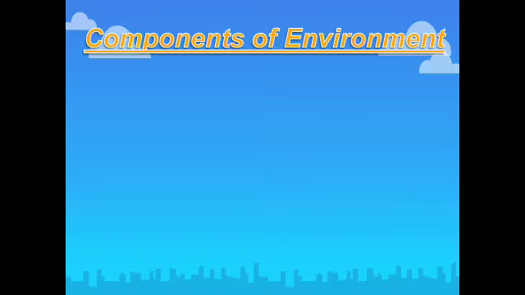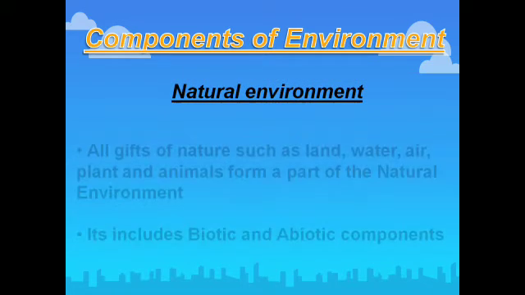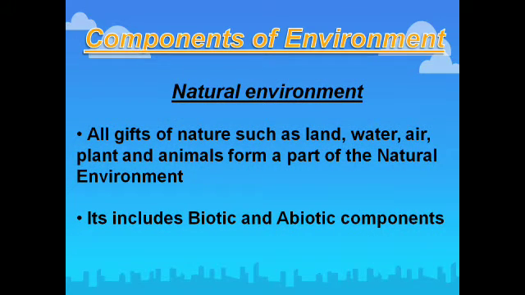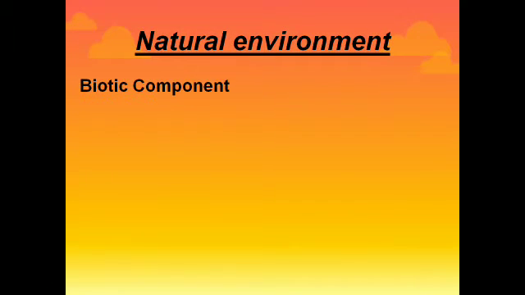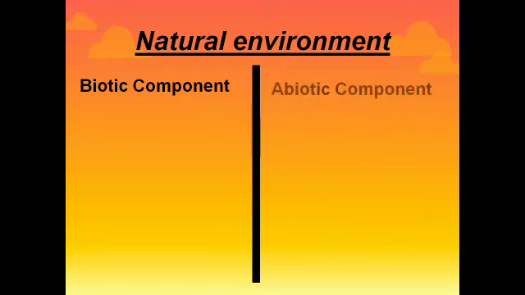Okay, so let's see now the components of environment. They are the natural environment, what we have just now discussed. So what is the natural environment? All gifts of nature such as land, water, air, plant and animals form a part of natural environment. It includes biotic and abiotic components. Then let's see the difference between the abiotic and biotic. Means in this also we are having two variations related to the biotic and abiotic.